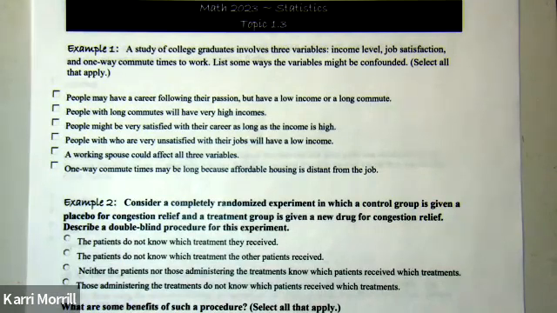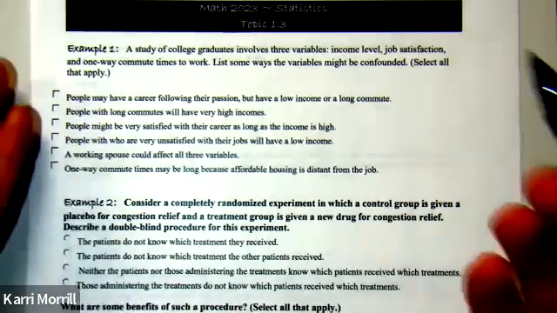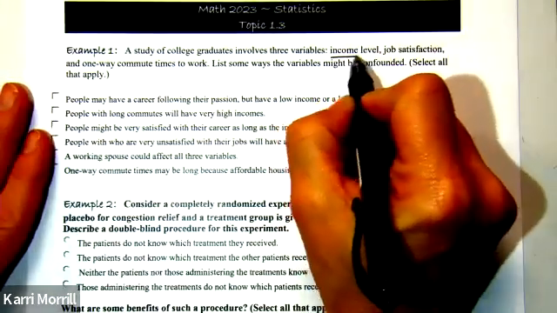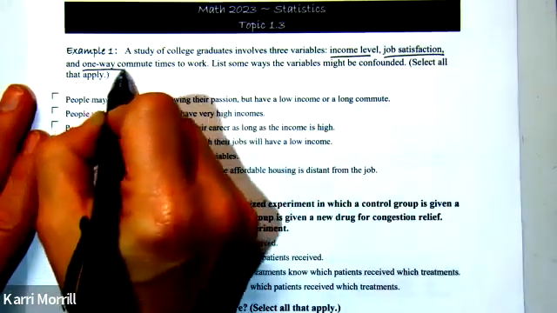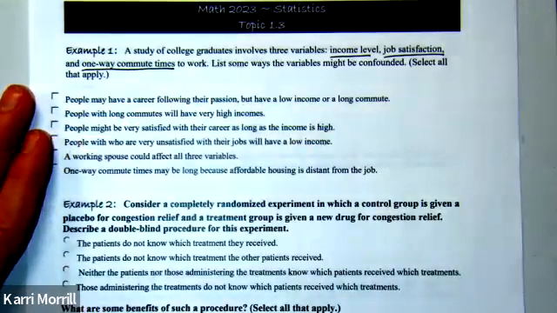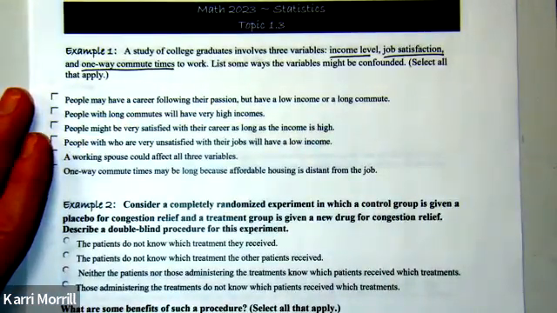So let's look at example 1. A study of college graduates involves 3 variables. So they're studying these graduates probably about their jobs once they graduated, and they're going to study their income level, their job satisfaction, and their commute times to work. List some ways that the variables might be confounded.